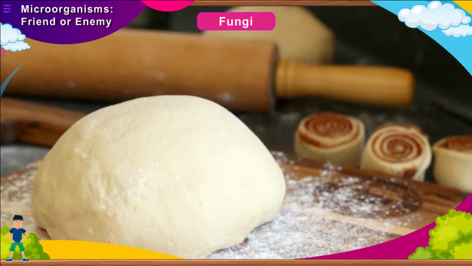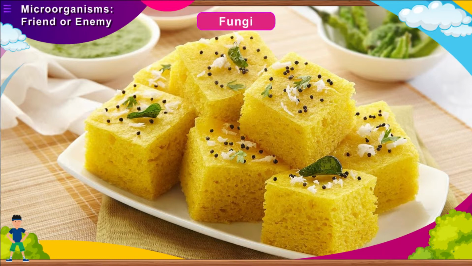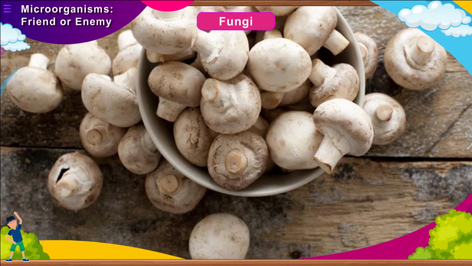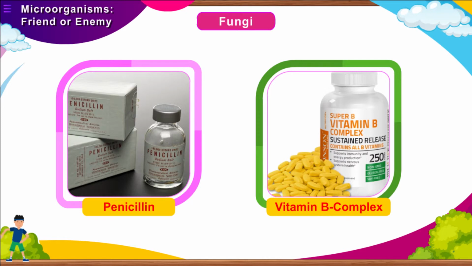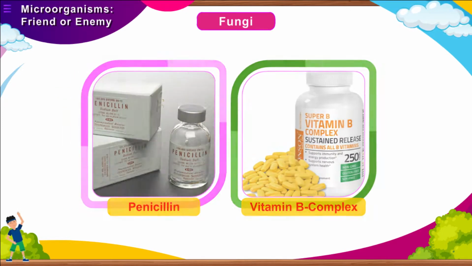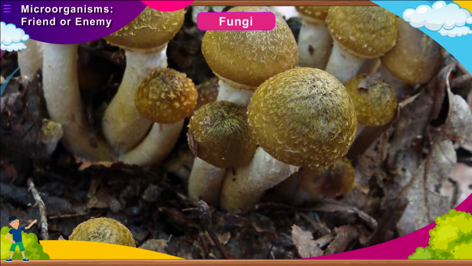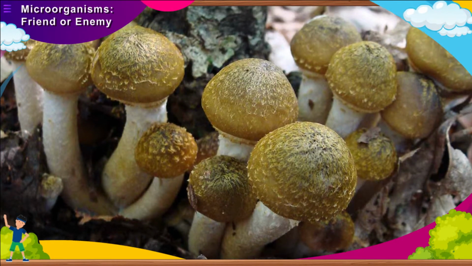Fungi. Yeast is used in bakeries to make the dough soft. It is also used in making dhokla light and fluffy. Mushroom, a multicellular fungus, is used as a food item. Fungi are used in making medicines like penicillin and vitamin B complex. Yeast is also used in making alcohol, brewing. Fungi decompose dead plants and animals. They help in recycling of nutrients.